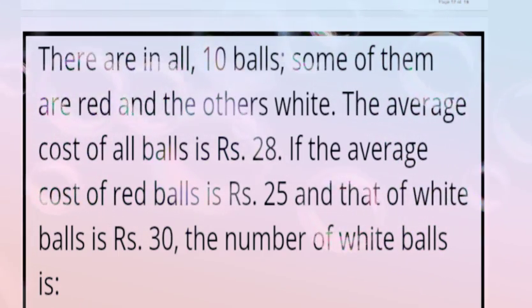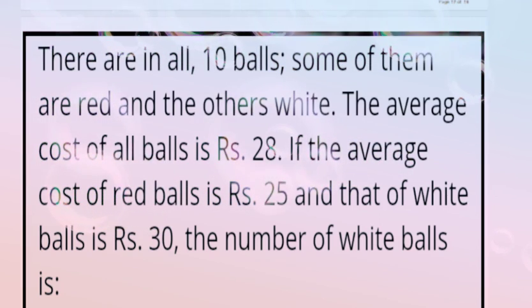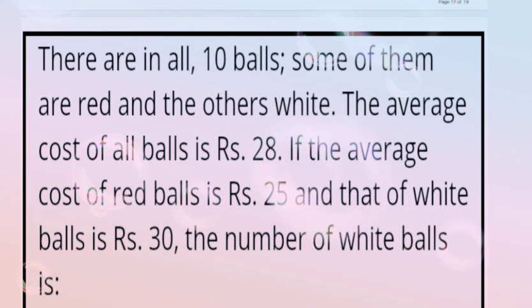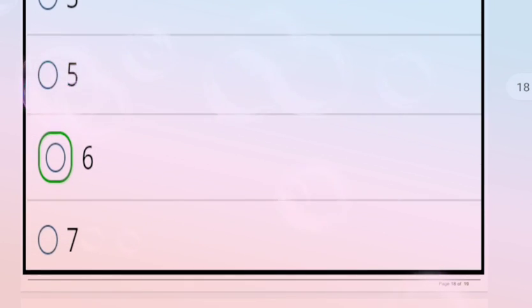There are in all 10 balls, some of them red and others white. The average cost of a ball is 28 rupees. If the average cost of a red ball is 25 rupees and that of a white ball is 30 rupees, the number of white balls is? Now come to the solution, and the correct answer is option C, 6.